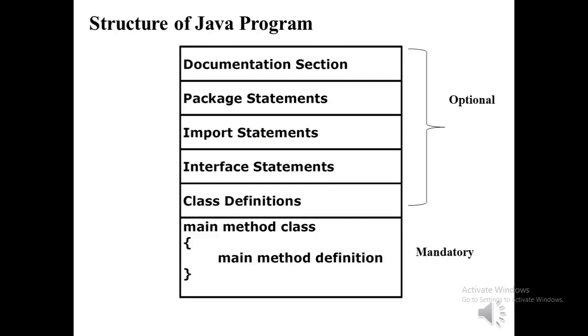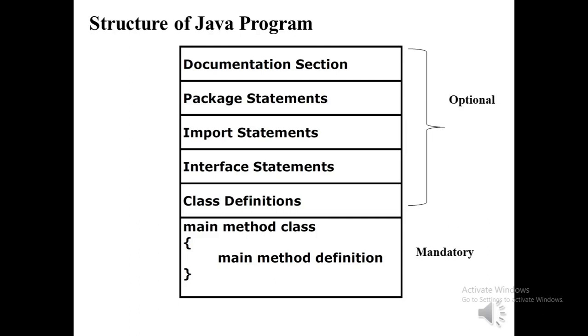Now we are going to see the structure of a Java program. A Java program has some sections. The first section is the documentation section. After that come package statements, import statements, interface statements, and class definition. All these sections are optional. We may add these sections as per the need of the program.